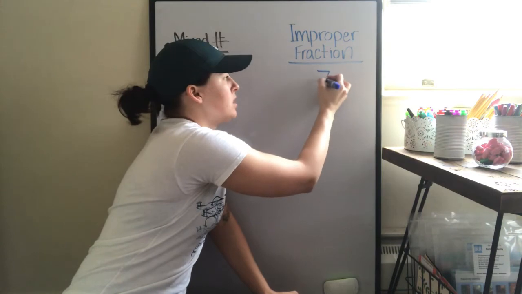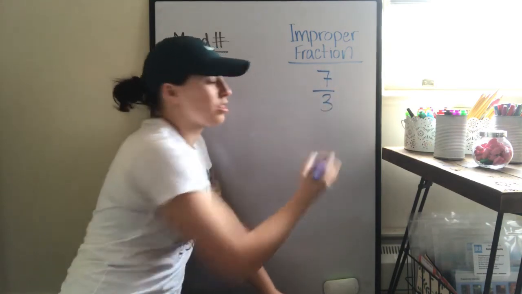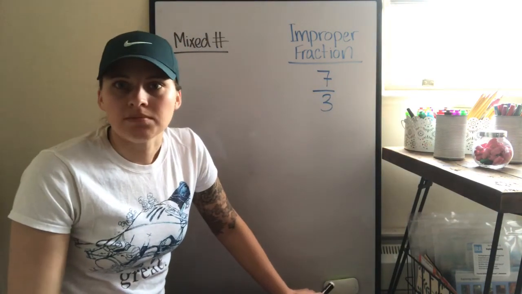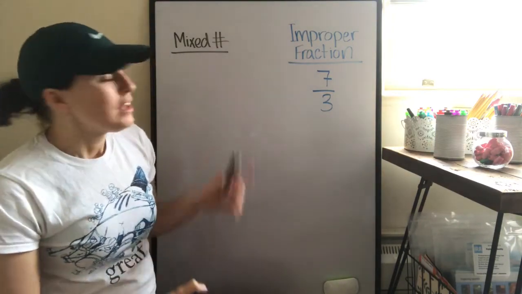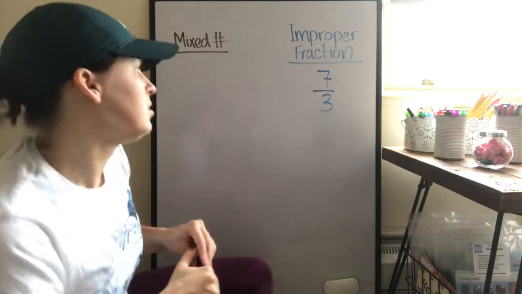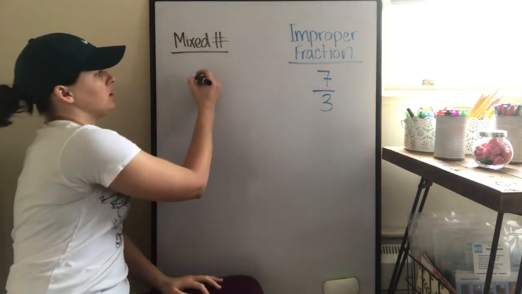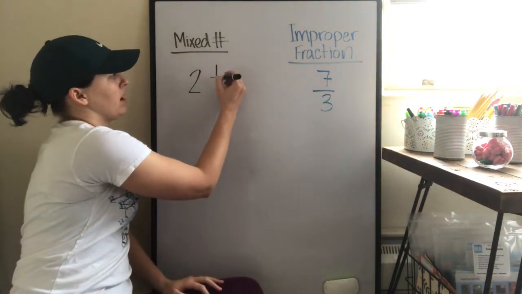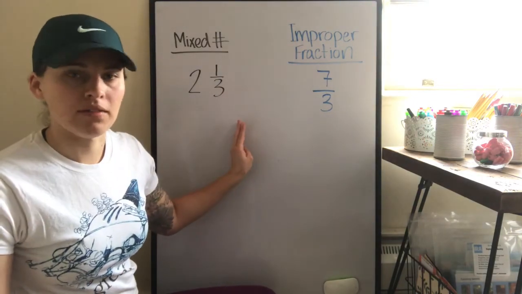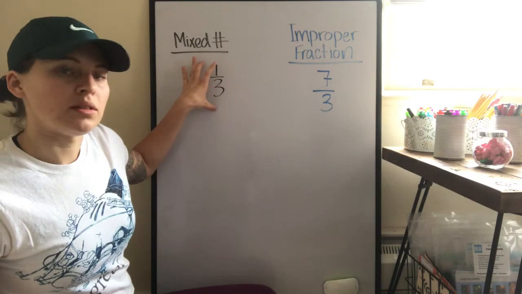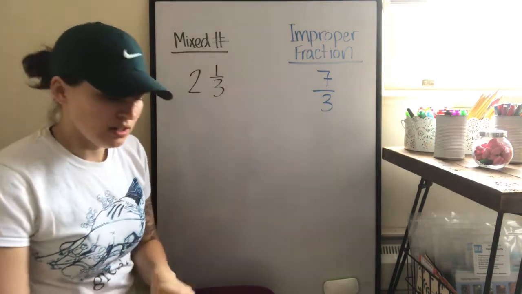So 7/3 is an improper fraction. It's when the numerator is bigger than the denominator. A mixed number would be 2 1/3. That's a mixed number. We have a whole number and we have a fraction. So we're going to deal with mixed numbers today.